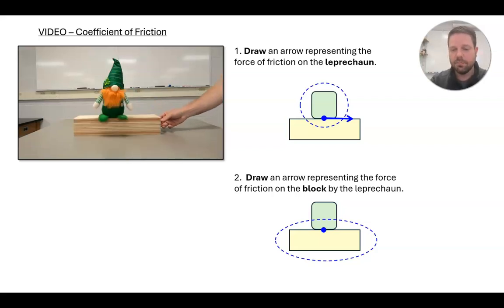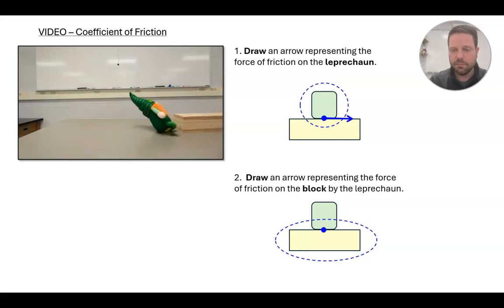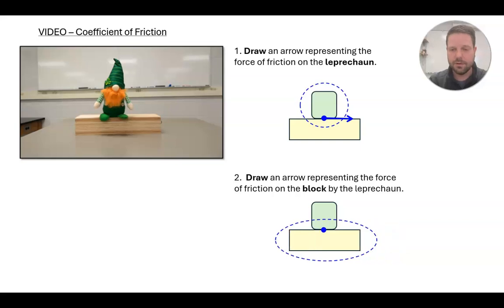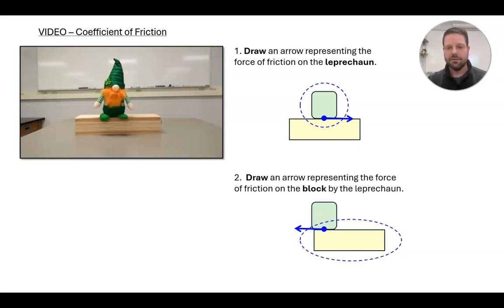If we look at the block, which way is the block sliding with respect to the leprechaun? The block is going to slide to the right. And that means the frictional force is going to go opposite that, to the left. So let's rewind. As the block moves to the right, the frictional force is to the left.